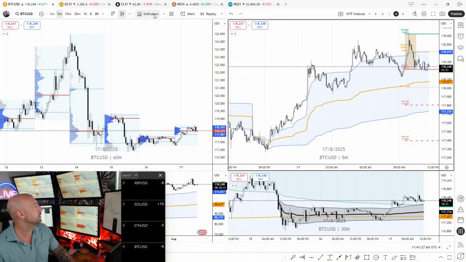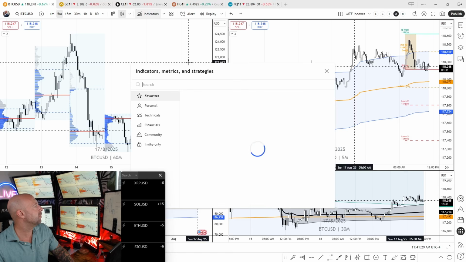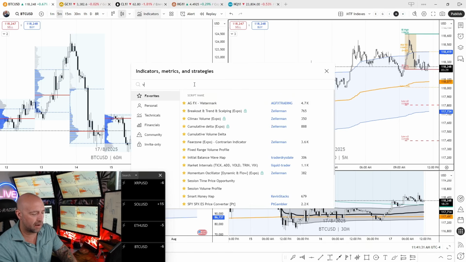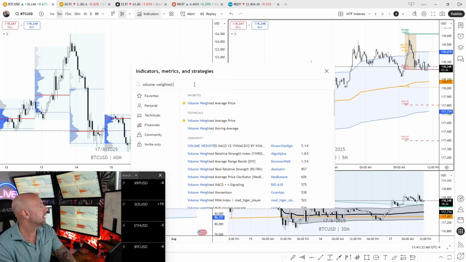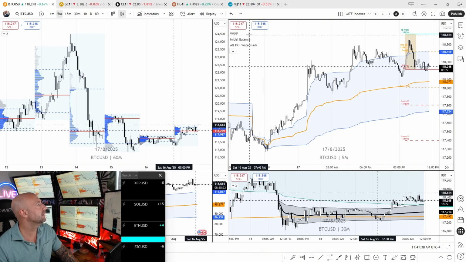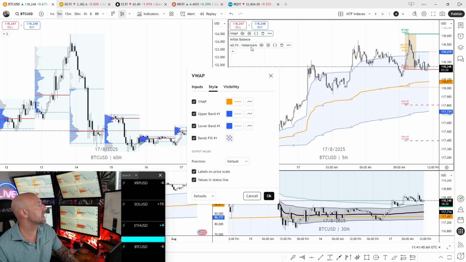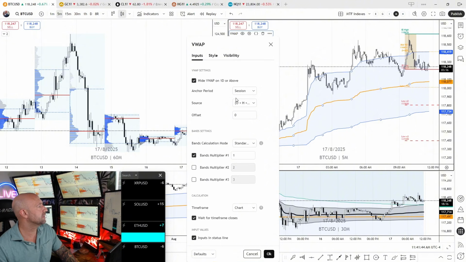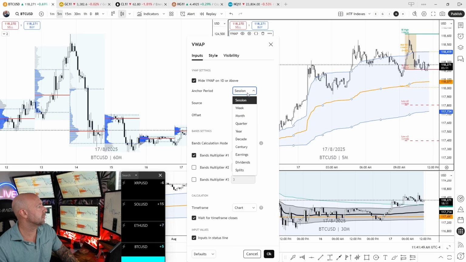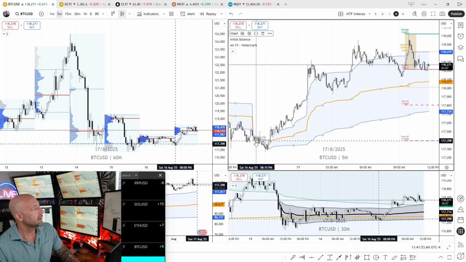But real quickly, the VWAP indicator we use is the volume weighted average price. It's this one right here. Then you're just going to make sure you have on your standard deviations, upper band and lower band. Your input is going to be OHLC, and then whether it's a session, week, or month. This is the session, and the crypto session opens at 8 p.m. Eastern Standard Time. I know it never closes, but that's what we use on TradingView.